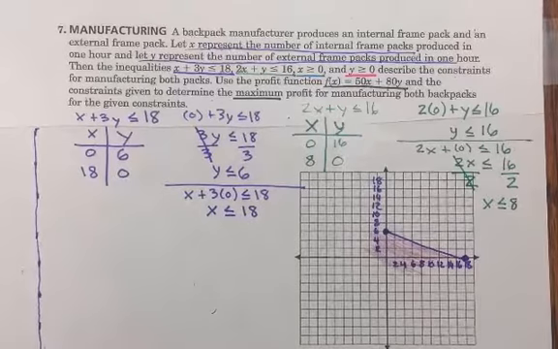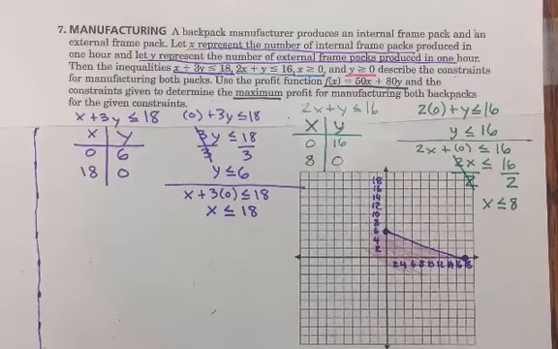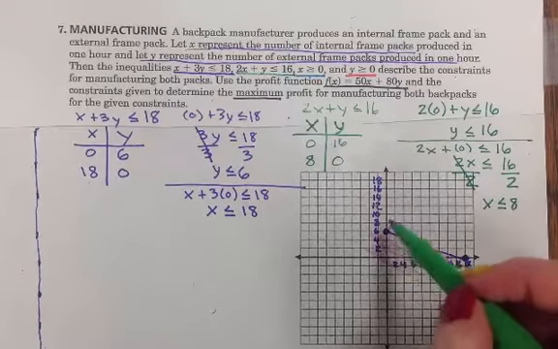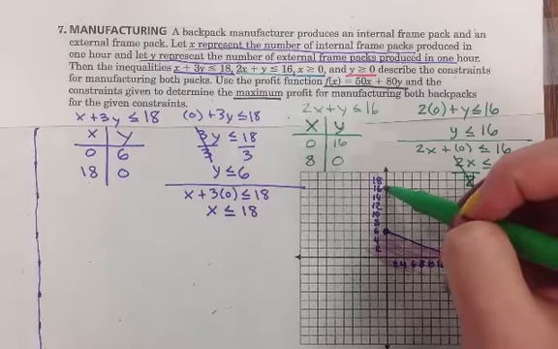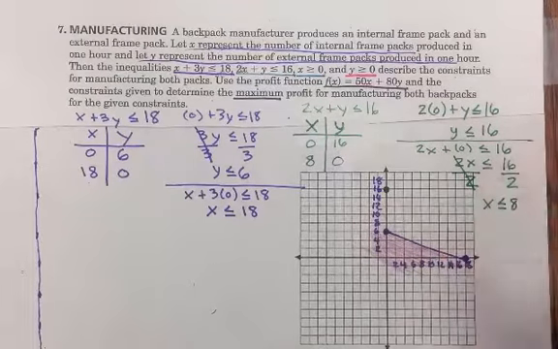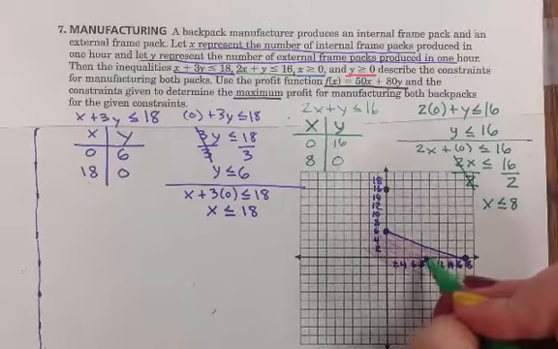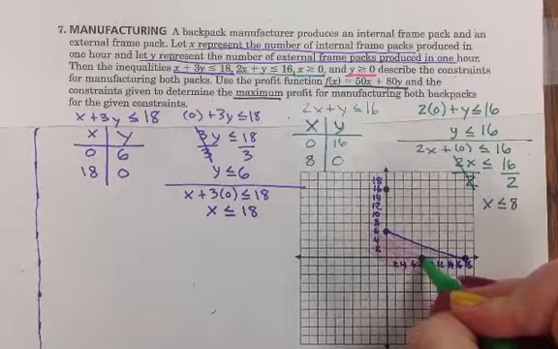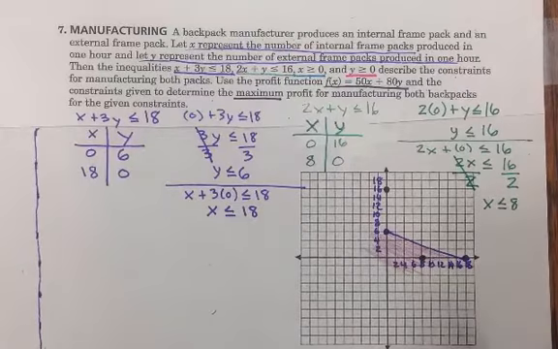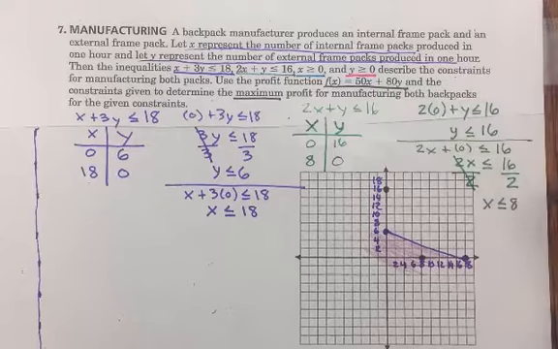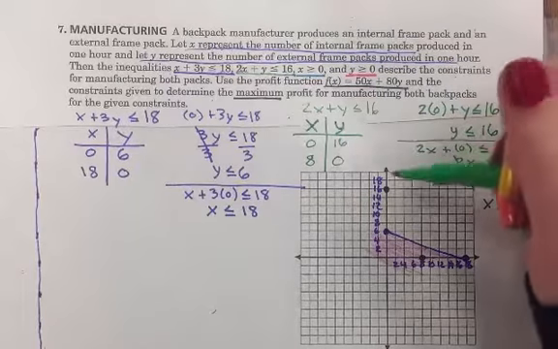Again, we have 2 points now that we can put onto our coordinate grid. So we're going to have to go up 16 and put our point up here. We have to go across 8 to get our x-intercept. So we go all the way to 8. And then we've got to connect our points with a solid line because we have a less than or equal to sign.